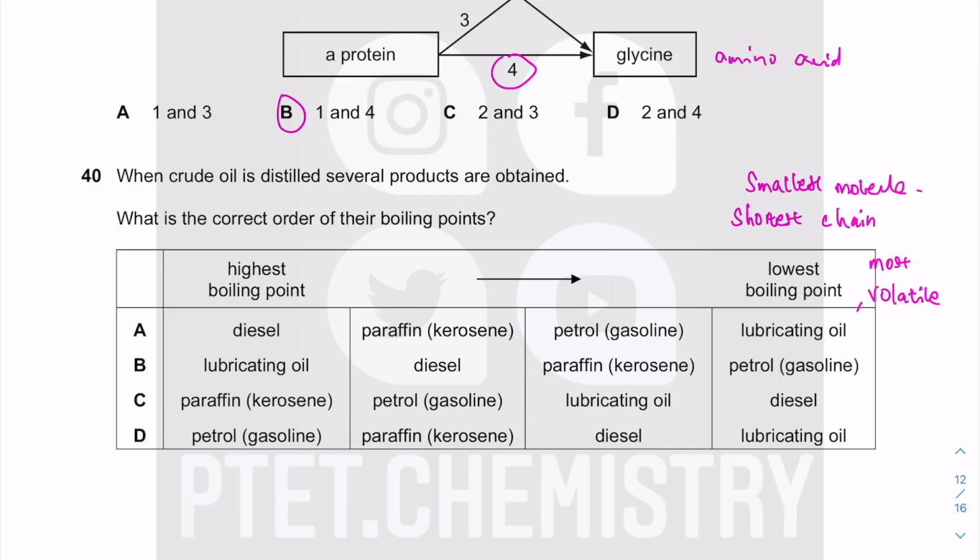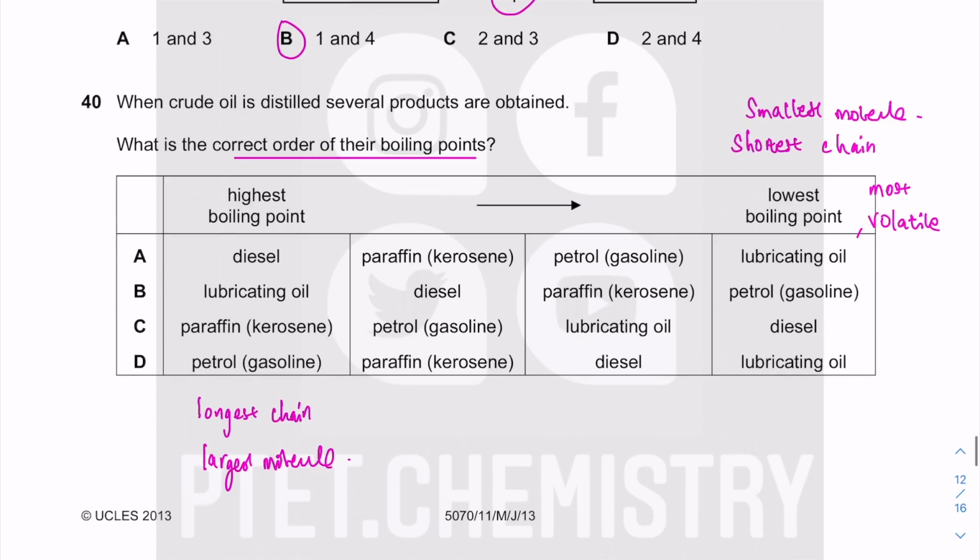Okay. What else do we know? Highest boiling point. So this must be the longest chain, and this must be the largest molecule. So you want the correct order of their boiling point. This comes down to whether you know your fractional distillation. A lot of these options here are not the common ones, not like bitumen, which is easy to identify. But we should be able to work through these options here.